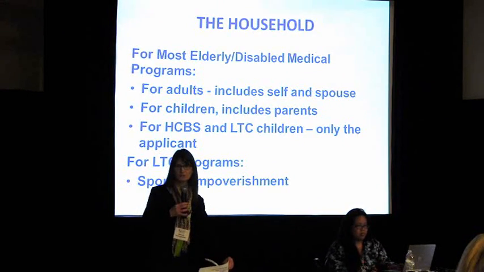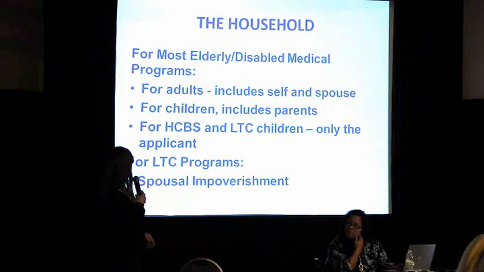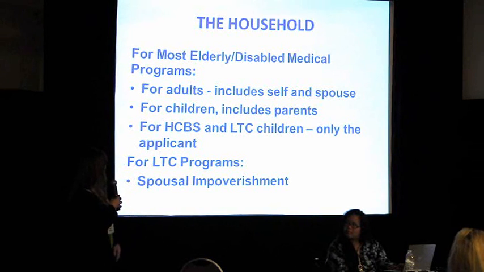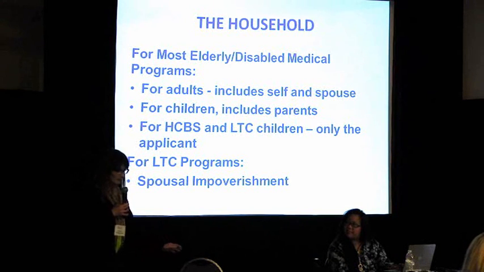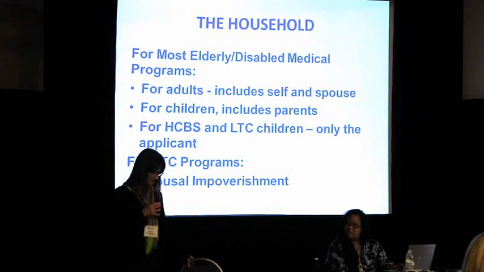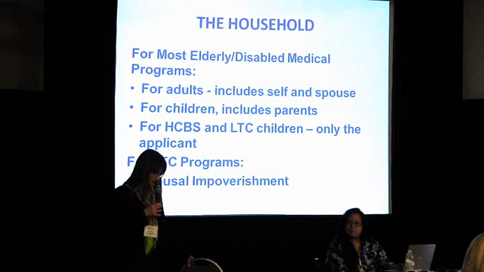Okay, let's talk for just a minute more about some general household rules. For the elderly and disabled programs, for the most part, when we're looking at eligibility, we're going to look at the adults. If they have an adult applicant, we're going to look at the individual and their spouse. If you're looking at the children, it's going to include their parents.